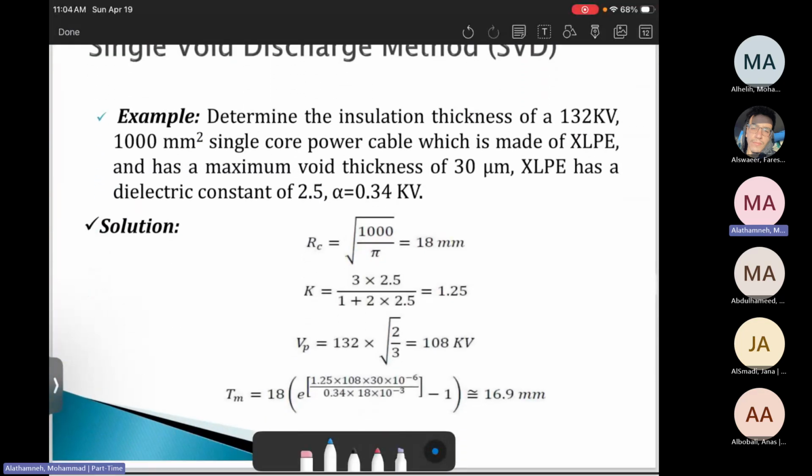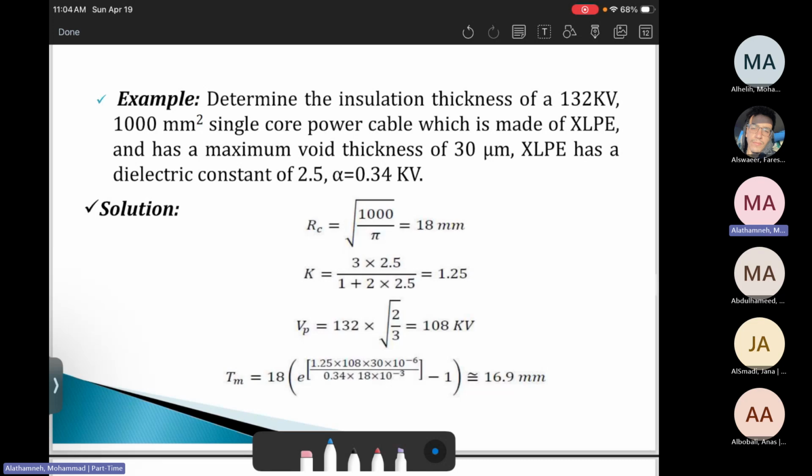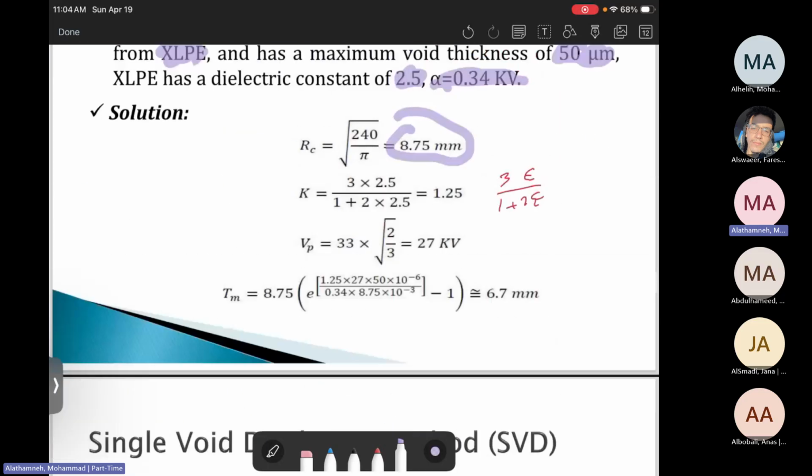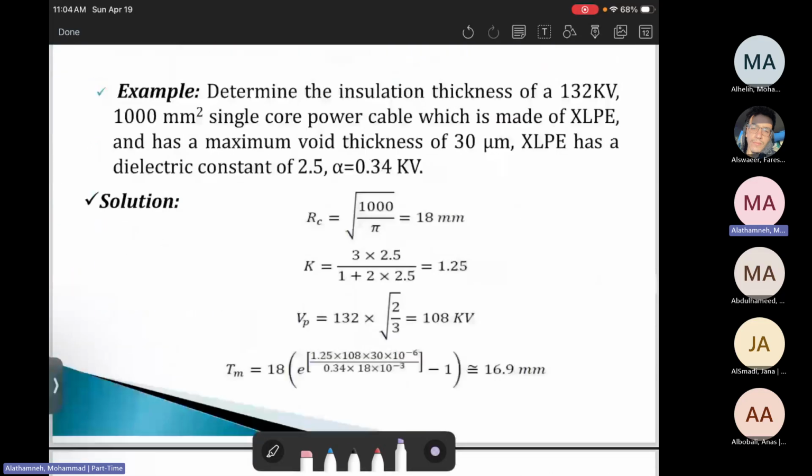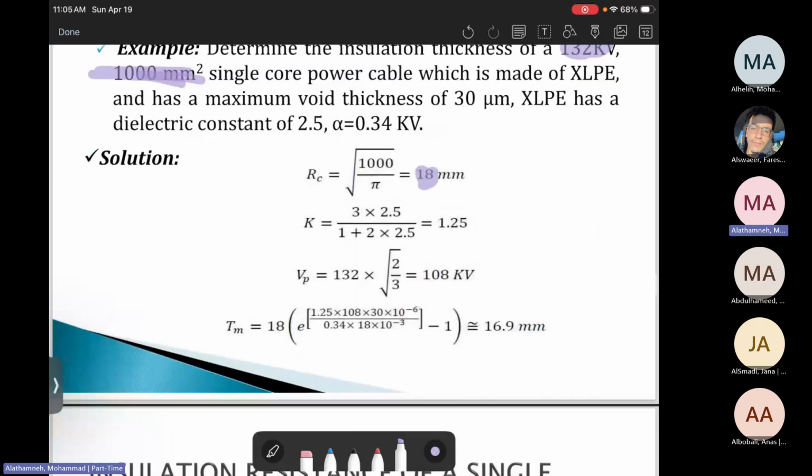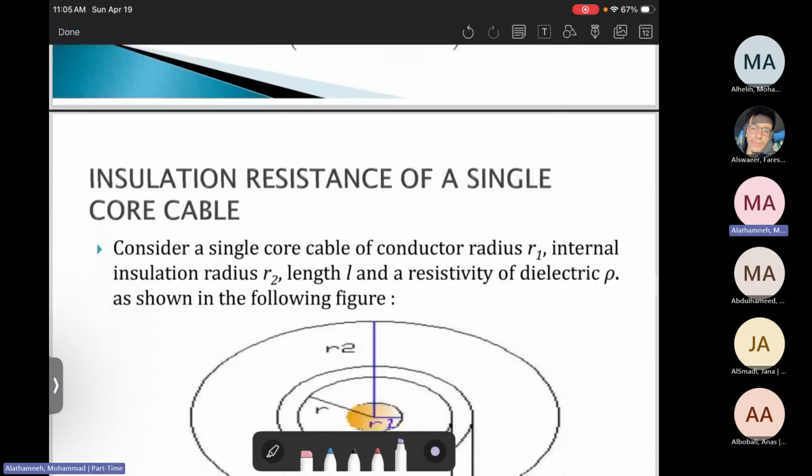Here, let's do the same, but instead of 33 kilovolts, it will be 132 kilovolts and 1000 millimeter square. RC is different here, around 18 millimeters. K is the same, assuming the same insulation material. VP will be different because the voltage is different. Then TM, after we calculate it, will be 16.9 millimeters.